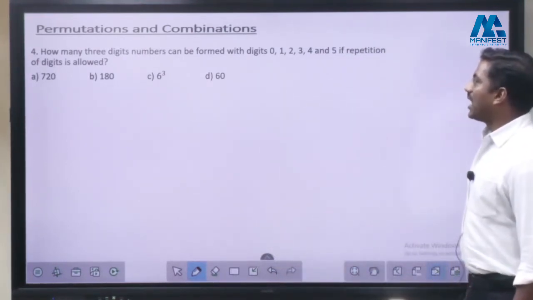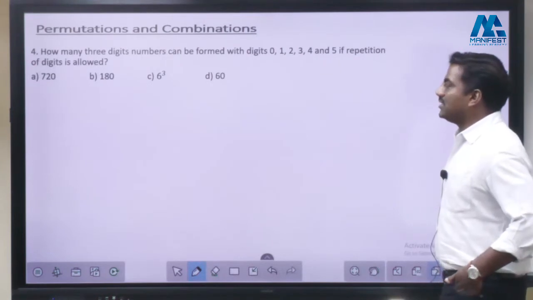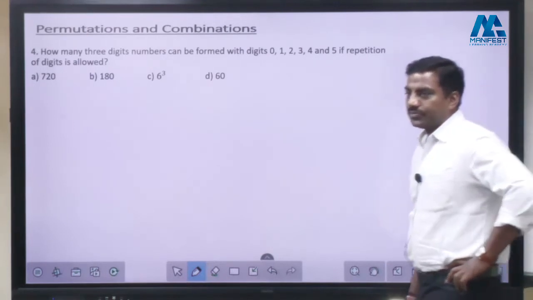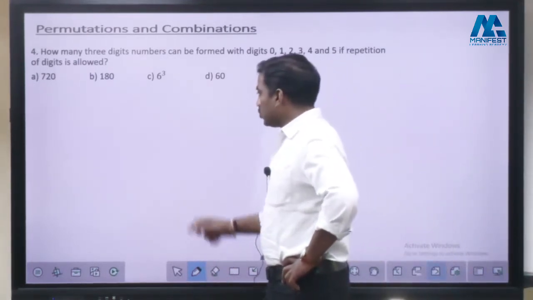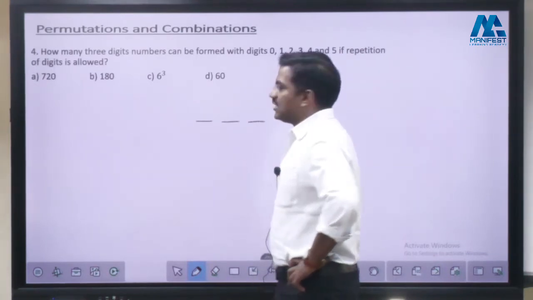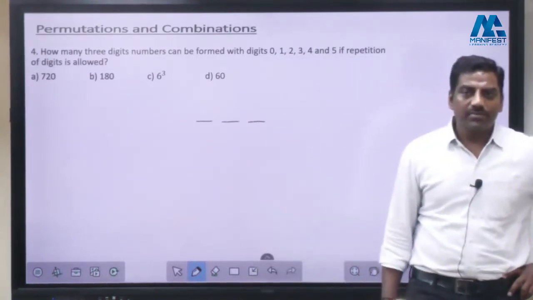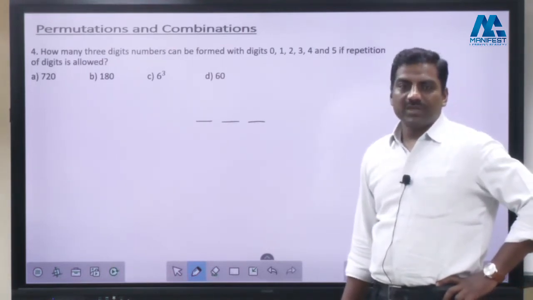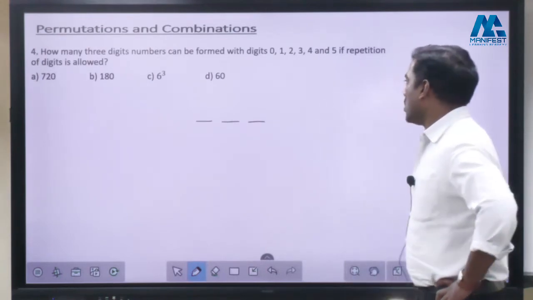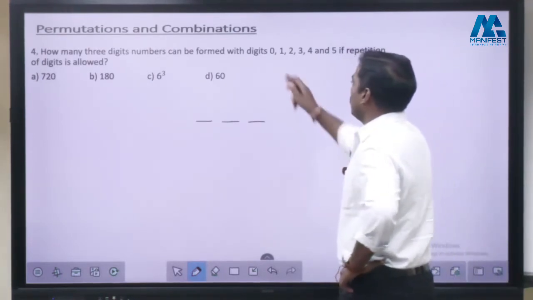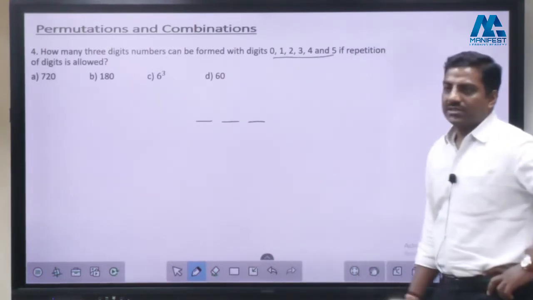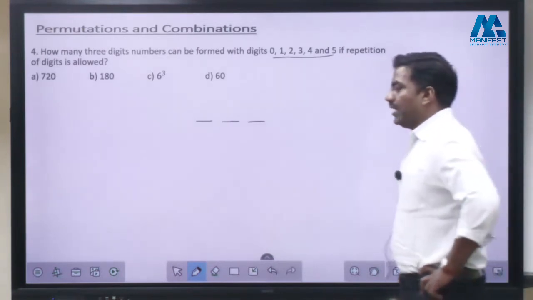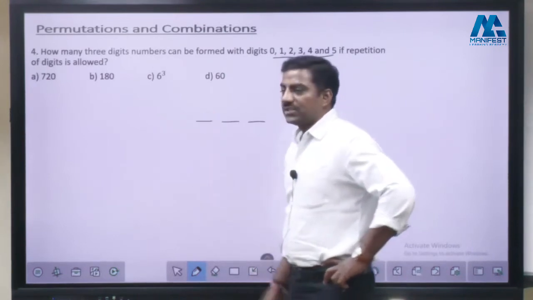How many 3-digit numbers can be formed with digits 0, 1, 2, 3, 4, 5 if repetition of digits is allowed? How many places? As soon as you see the question, you have to write these 3 places. These 3 places you are going to fill, right? Hundreds place, tens place, and units place. Now, you are going to form 3 digits out of how many numbers they have given? 6. Now tell me, how many ways can I fill this place?